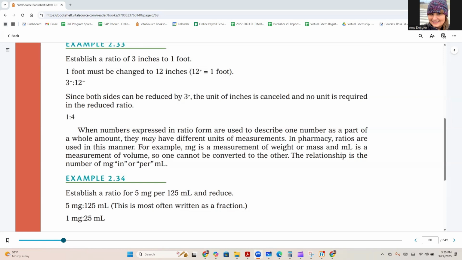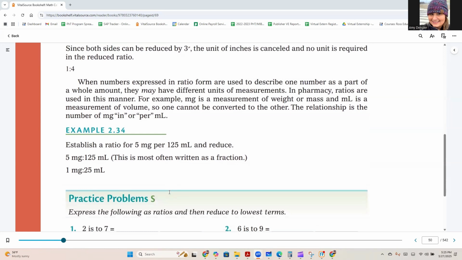And example 2.34 says establish a ratio for 5 milligrams per 125 ml and reduce. So we would write that as 5 milligrams to 125 milliliters as a ratio. We would then turn it into a fraction and reduce to the lowest terms, which would mean we would divide both of them by 5, giving us 1 milligram there and 25 milliliters as a final answer. So 1 to 25.